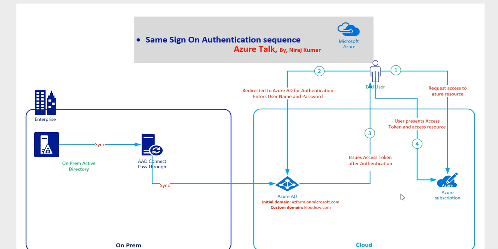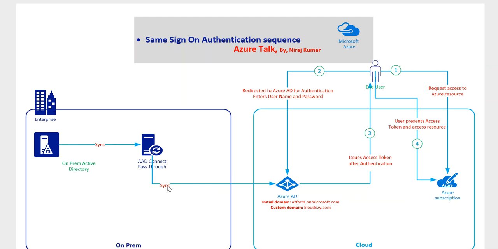Then moving on to the same sign-on authentication sequence. It remains the same as in the case of your cloud-only identity, but the only difference is that now you have a component sitting on-prem, inside your corporate network, called Azure AD Connect. What the Azure AD Connect server is doing is talking to your on-prem Active Directory, reading the user identities from on-prem, and then syncing them to Azure AD.